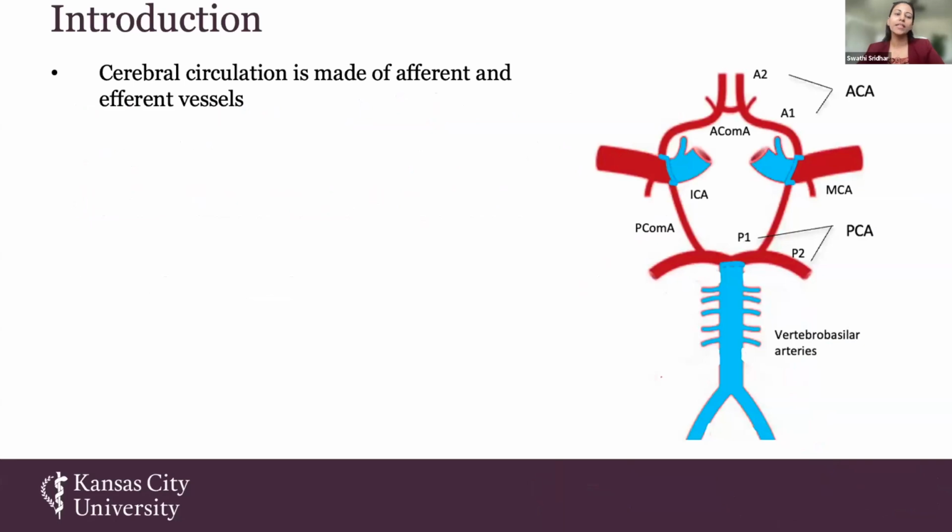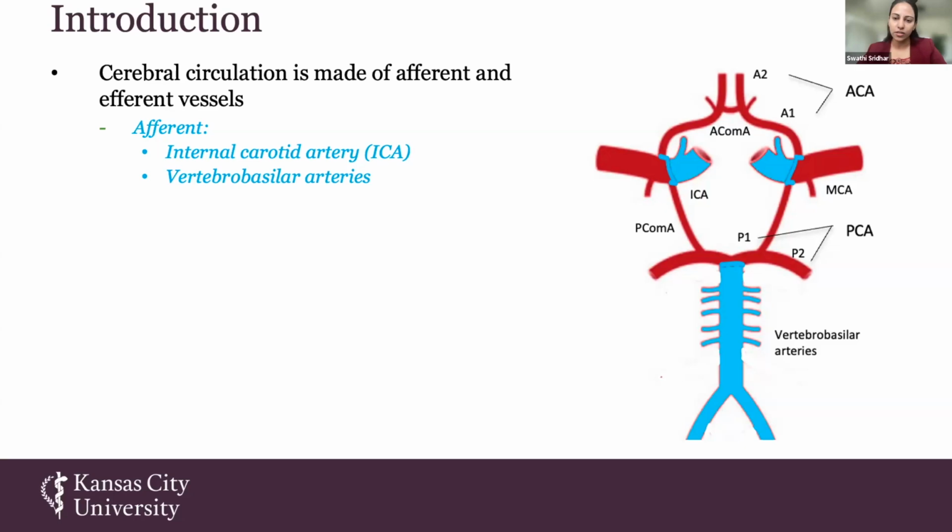So before we begin the talk about my research, I just want to give a quick overview of the cerebral circulation. So the cerebral circulation itself is made up of the afferent and the efferent vessels. The afferent vessels are the major source of blood bringing into the brain, and it includes what's shown here in blue, the internal carotid artery and the vertebrobasilar system.